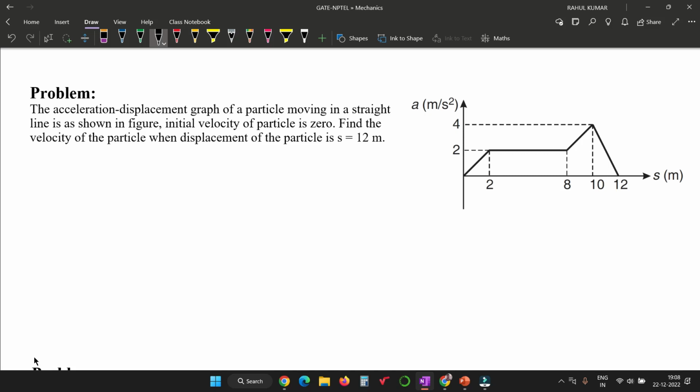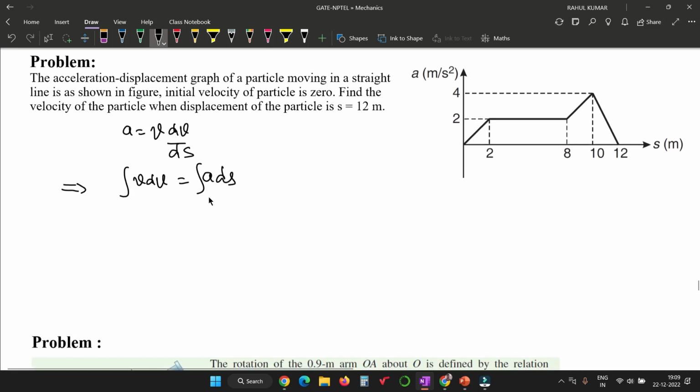Okay, I will explain. Here we already know that there is one more relation, and that is a equal to v dv by dx. Am I right? In this case it is v dv by ds. So when you cross multiply, you will get v dv equal to a ds. And if you take integration, then you get the area under the a-s diagram, which is nothing but the area under the v dv, I mean v diagram.